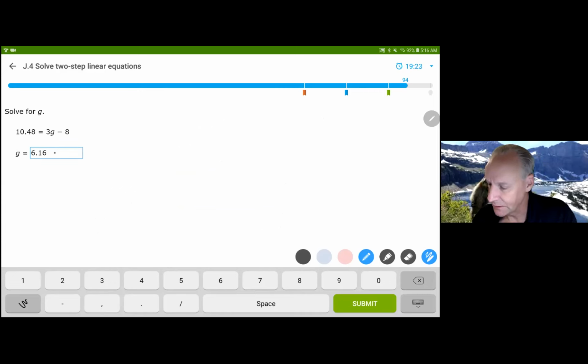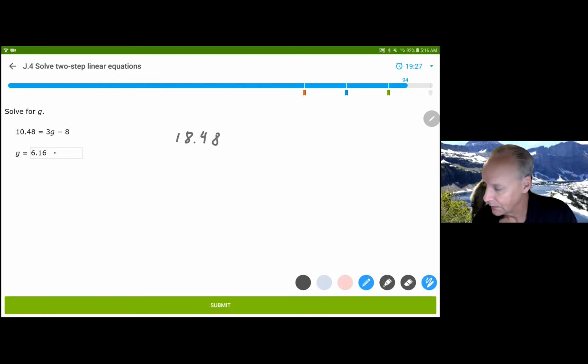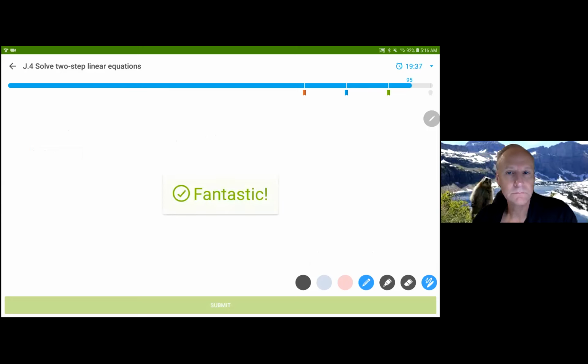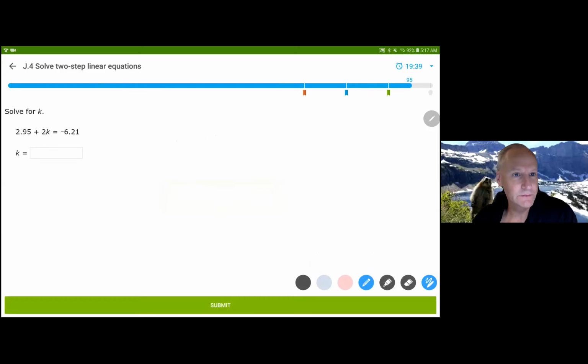Add 8, I get 18.48. And then we're going to divide that by 3, and we get the 6. And then we'll get 1, and then the 6. Yep. Hopefully you can see what I was doing there.